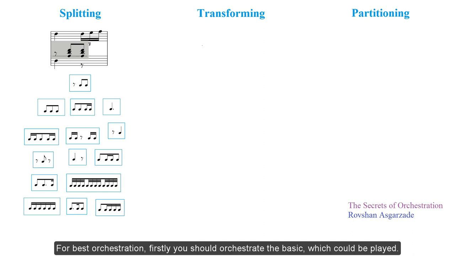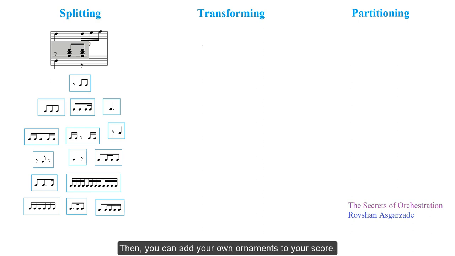For bass orchestration, firstly you should orchestrate the basic, which could be played. Then you can add your own ornaments to your score. These ornaments will show your mastering ability. We have finished our basic orchestration. Now is the time for adding ornaments.